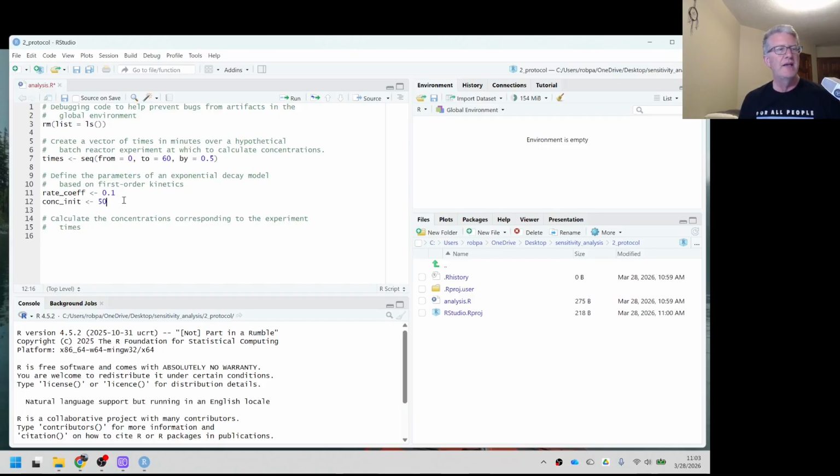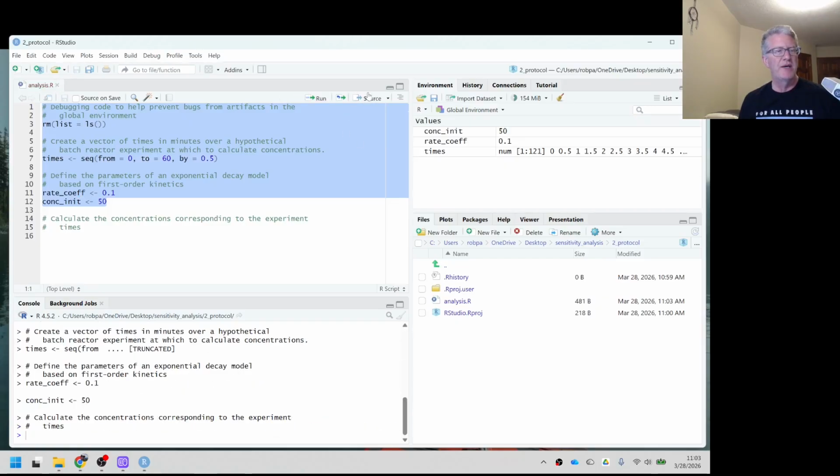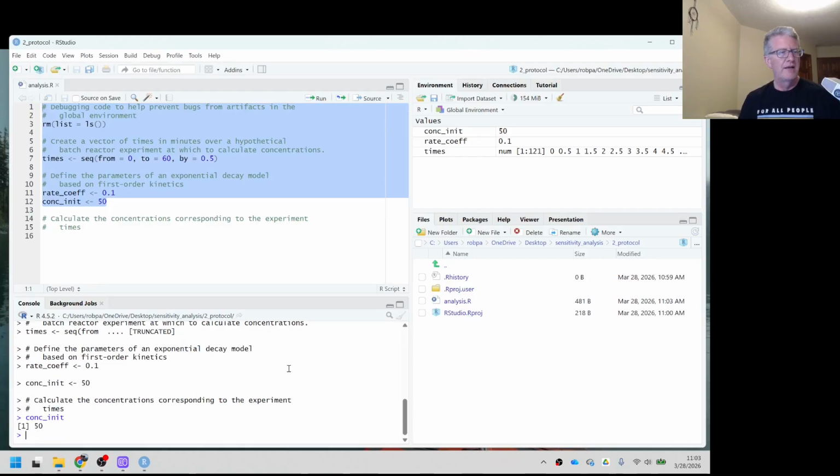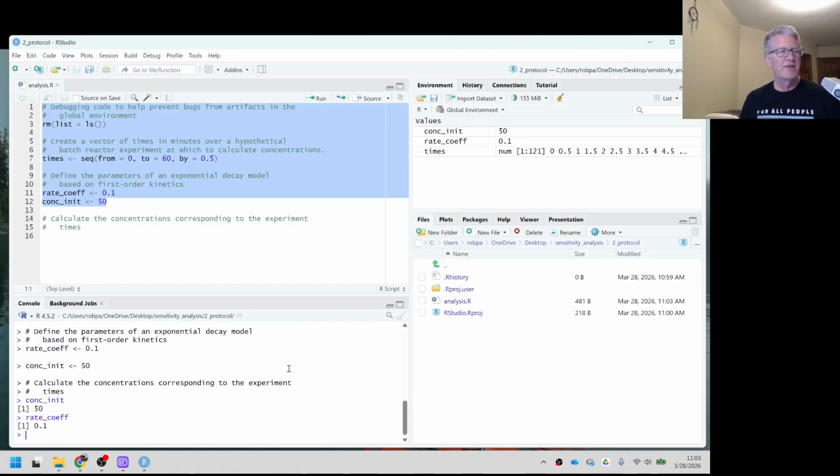I'm going to go ahead and run the code all the way up to this line of code. I could just run the whole thing because this is just a comment, so I'm just going to hit the source button. And that's going to put things in my global environment that I can look at. So I've got a const_init, that's 50. And I have a rate_coefficient, that's 0.1. So these are also atomic vectors. They just have one element in them. I have a 50 and a 0.1.